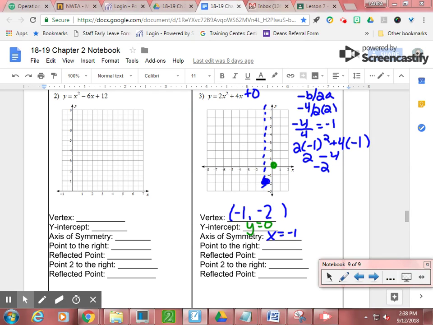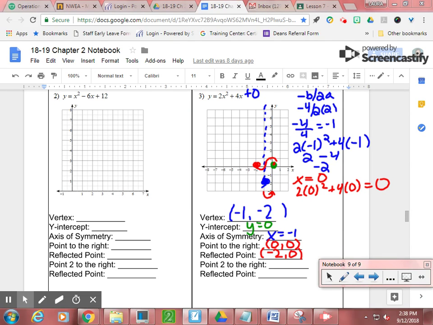Okay, so we want a point 1 to the right. So if we started at negative 1, 1 to the right is at x equals 0. So this is kind of common sense, but you can also plug it back in to check it. So 2 times 0 squared and 4 times 0 is just going to give you 0. So the point 1 to the right is 0, 0, which is already on our graph. That's our green dot. So I say I need to reflect it. I'm 1 away, so I'm going to go 1 away over here, which is the point negative 2, 0.